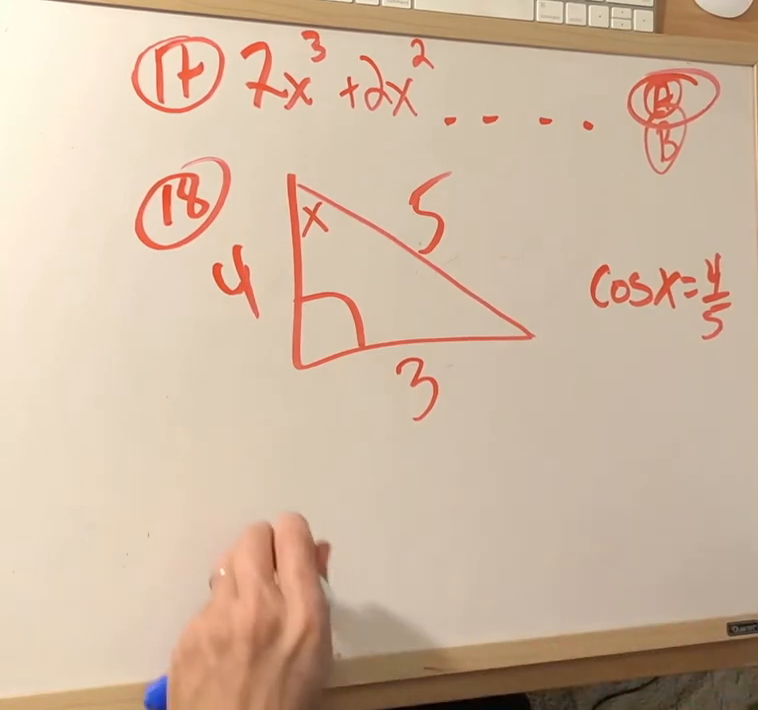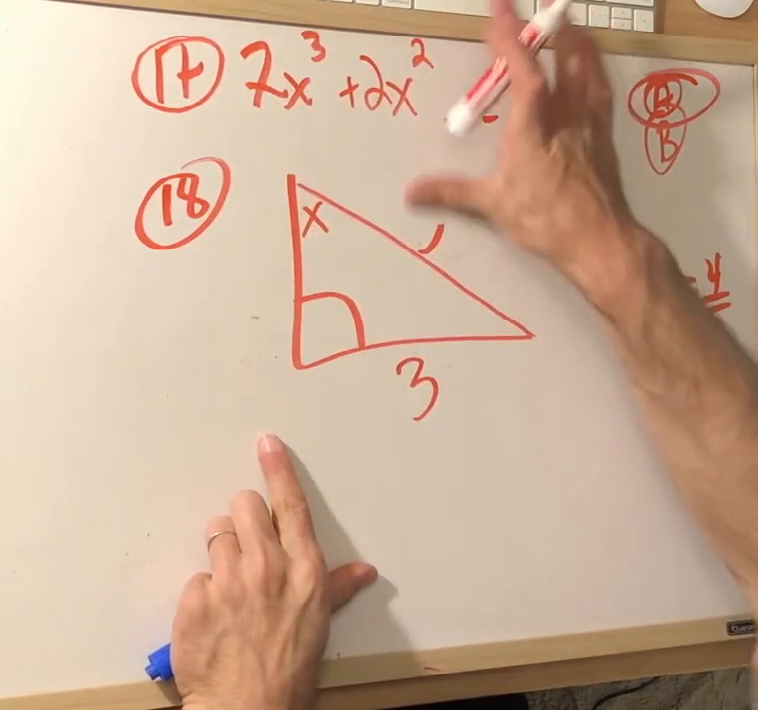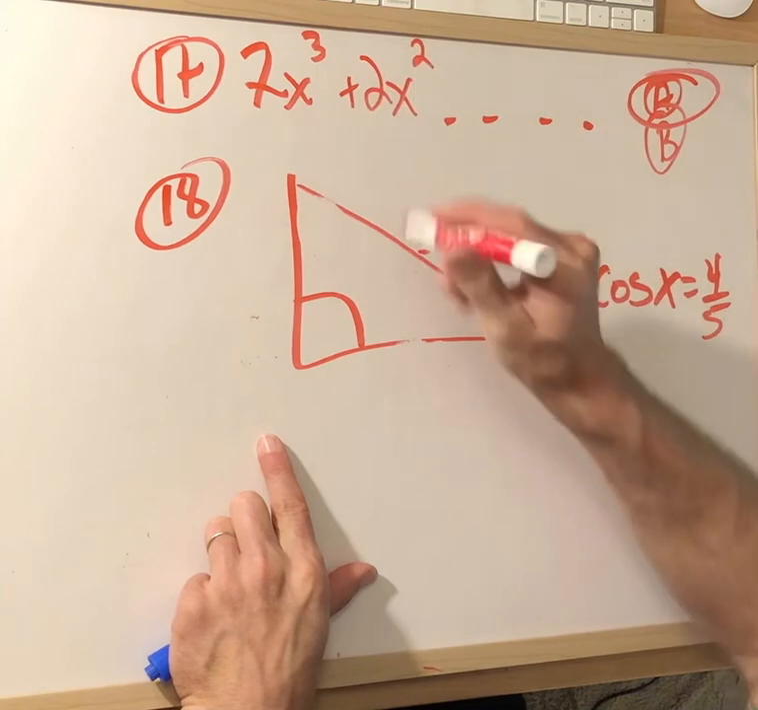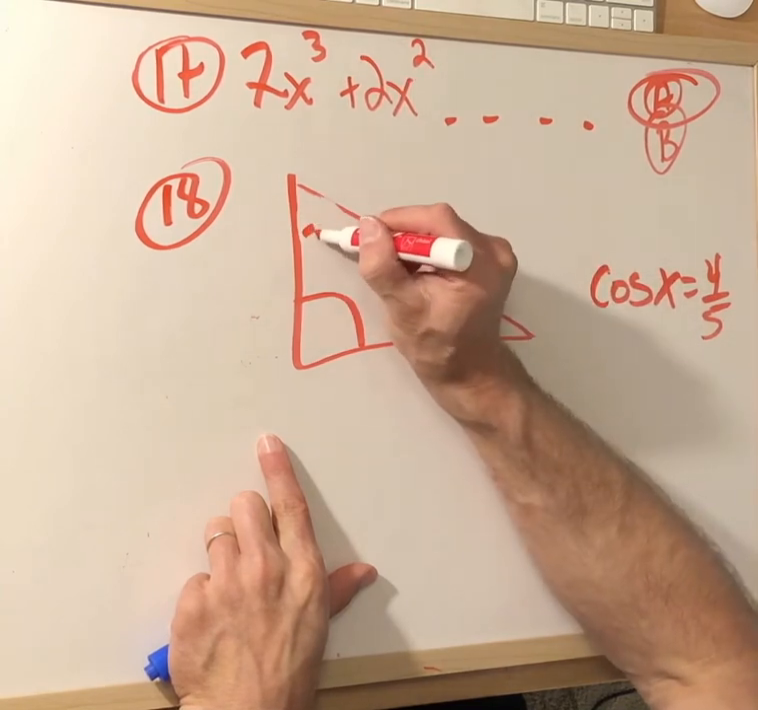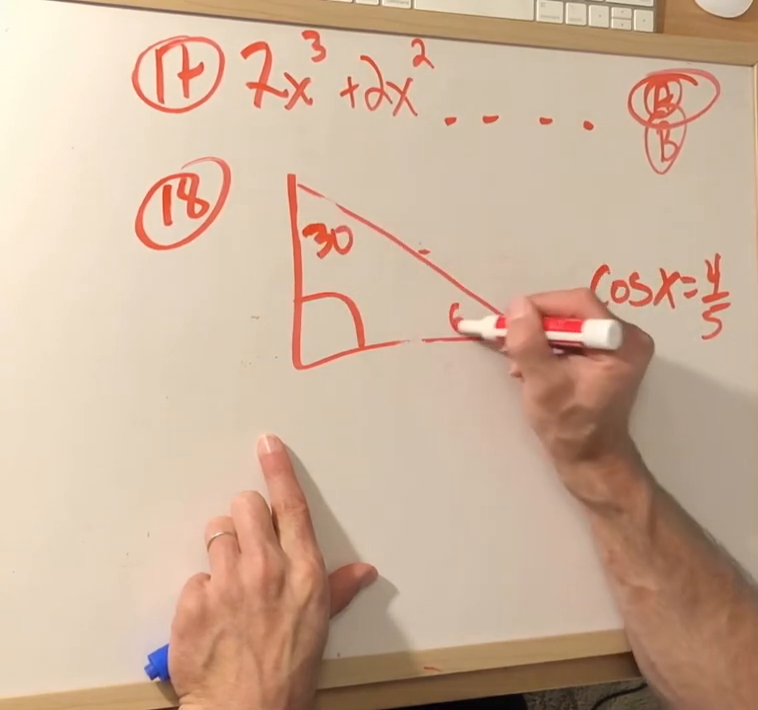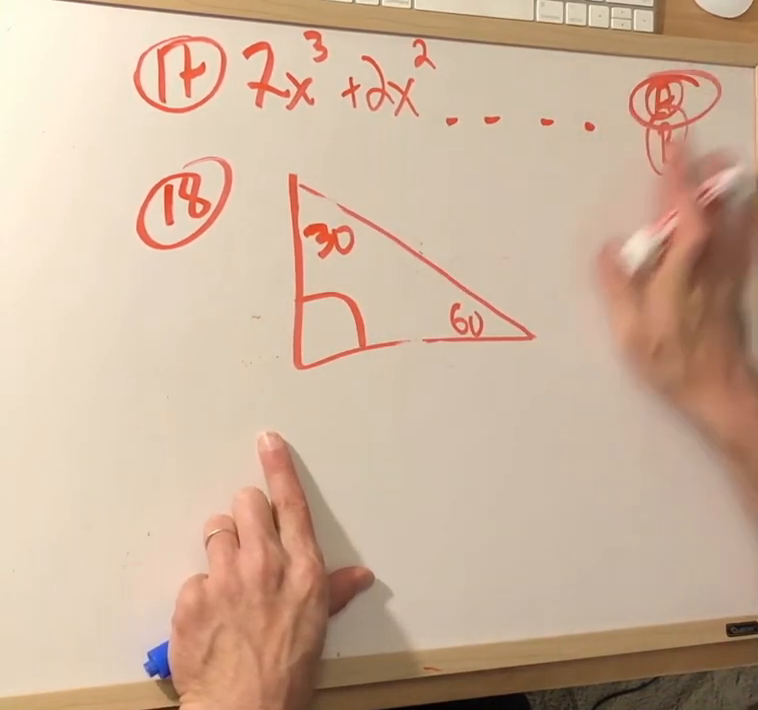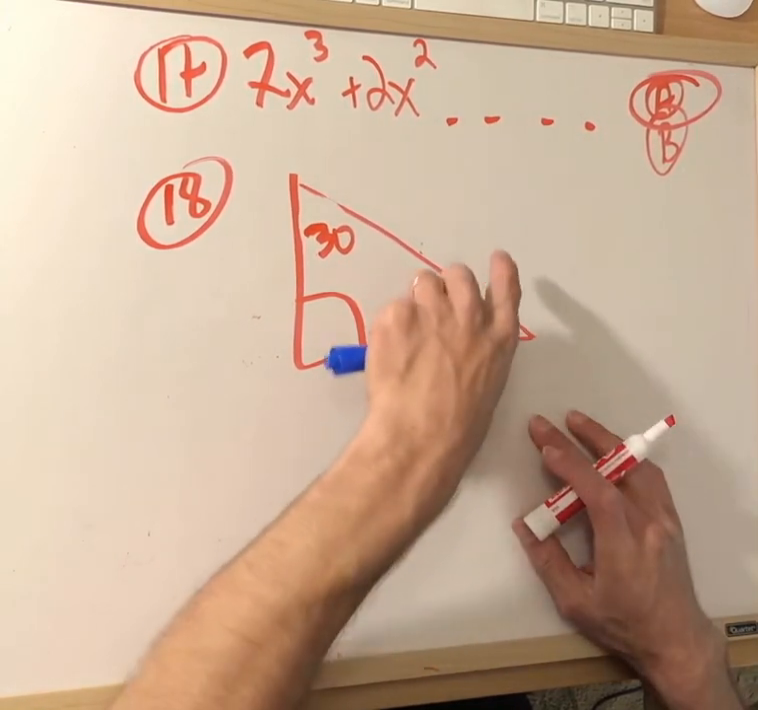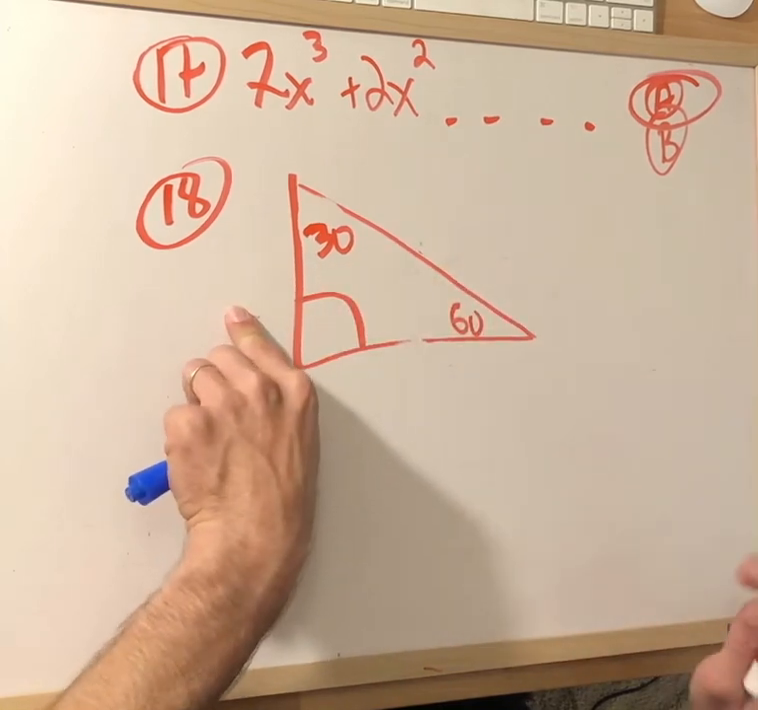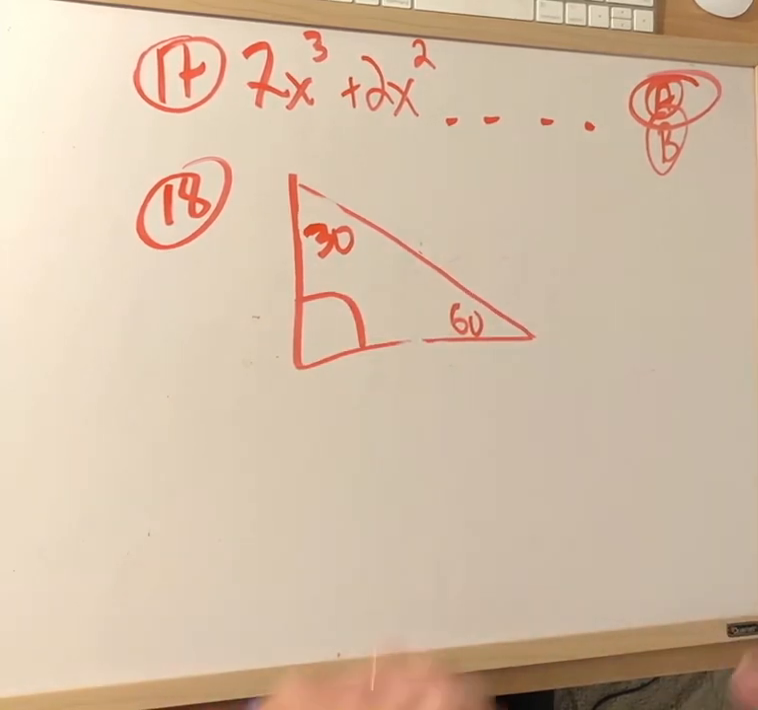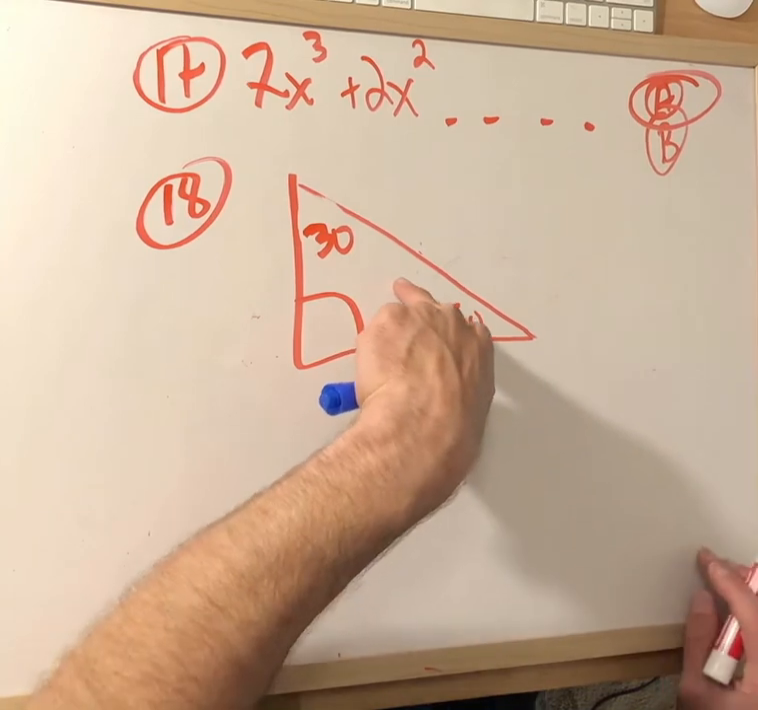For letter choice C, let's say we have two angles. Let's say this is 90, this is 30, and this is 60 degrees. Can we find any of these sides? No. There's no way to find any sides, so letter choice C is the only one that will not give you enough information.